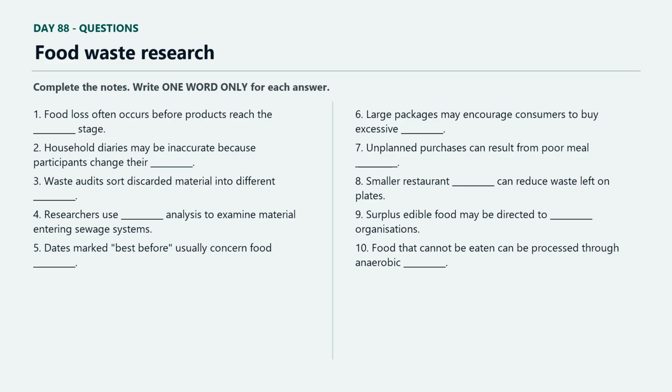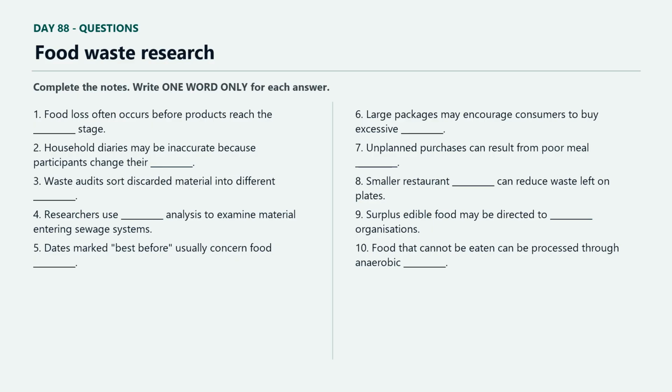We can now consider measurement methods. The simplest method is a questionnaire asking households how much food they discard and why. Questionnaires can reach many people cheaply, but respondents may forget small amounts or give answers they consider socially acceptable.